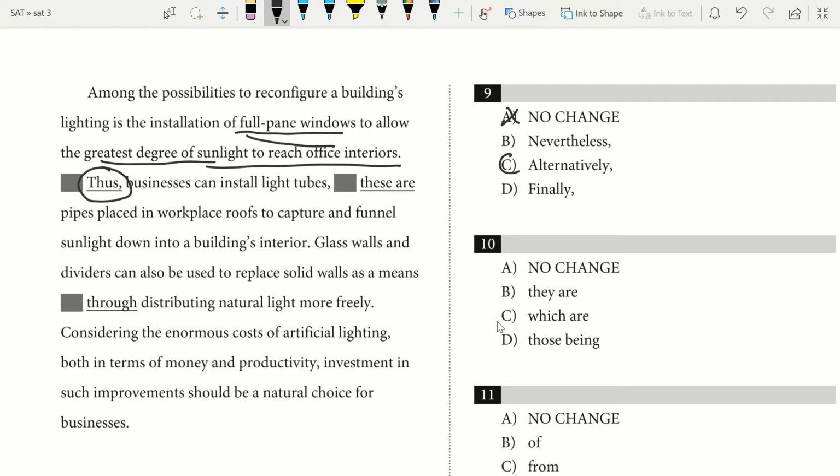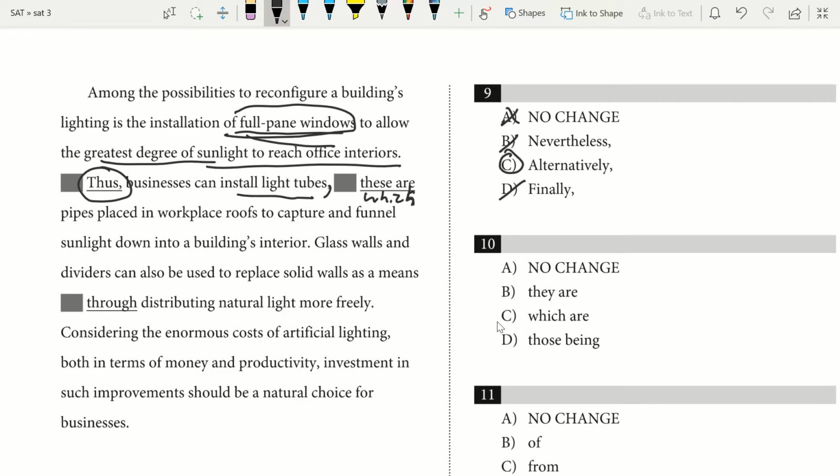We're looking for an alternative, right? So our answer is going to be "alternatively," because if we can't install our full pane windows, it says that we can install light tubes. So we're given an alternative. So our answer there is going to be C. So "alternatively, businesses can install light tubes," and then it gives us a comma. "These are pipes." Well, if we have a comma here, it's going to be "which are pipes," right? Because what we're doing is we're explaining what these light tubes are, right?